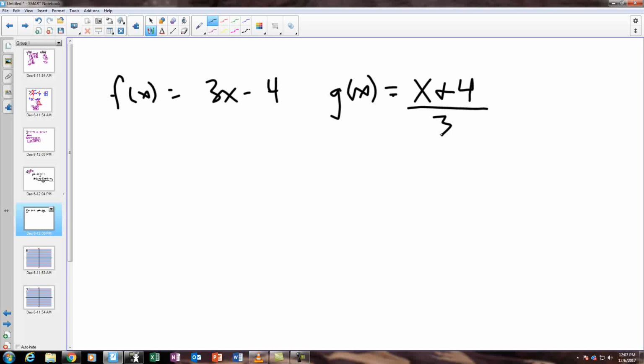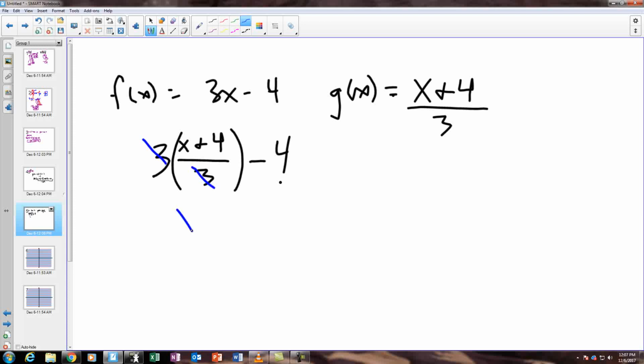The way we do that is by putting one function inside the other. So that would look like 3 times something minus 4, but the something is going to be x plus 4 all over 3. The important process here is that we show the work a step at a time. I'm going to use different colors. First thing I recognize is that multiplying by 3 and dividing by 3 at the same time would cancel, leaving me with x plus 4, and then there's a minus 4 out here. And then if I took a plus 4 and a minus 4, they would cancel, leaving me with just x.